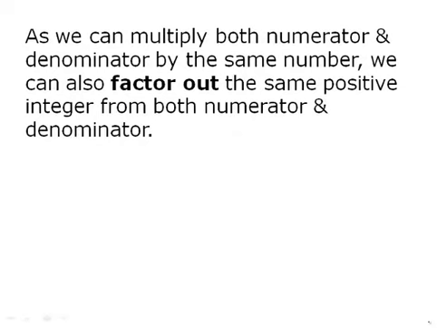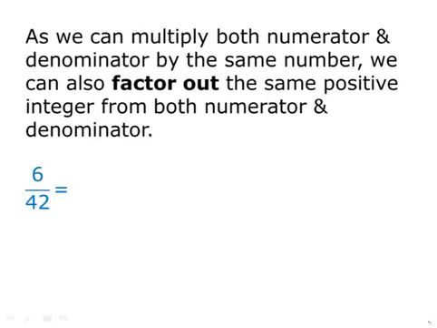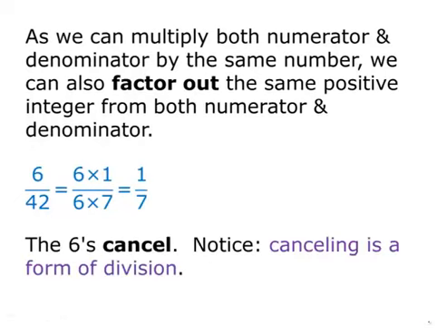As we can multiply both numerator and denominator by the same factor, we can also factor out the same positive integer from both the numerator and the denominator. So for example, suppose we have 6 over 42. Well, we can express both of those as products. 6 times 1 over 6 times 7, and then we can factor out those 6 and cancel them, and get down to 1/7. The 6's cancel. Notice that canceling is a form of division. That's very important. Canceling is a form of division.